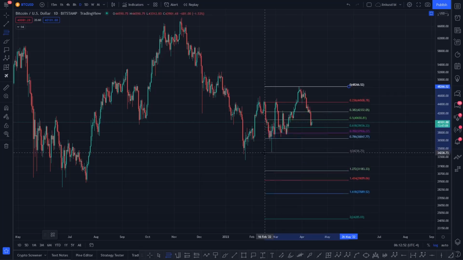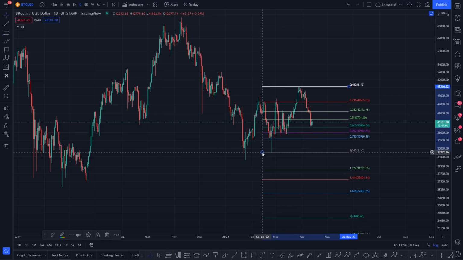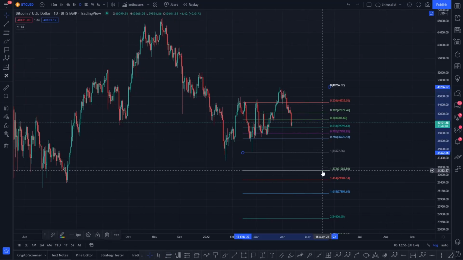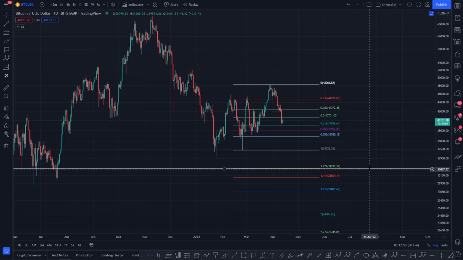So from here to here, Bitcoin is retracing. It's all about holding these lows, because if you don't hold these lows, this is your target. Okay, from there to there, that's where I think Bitcoin will go to, and you'll get a big bounce.